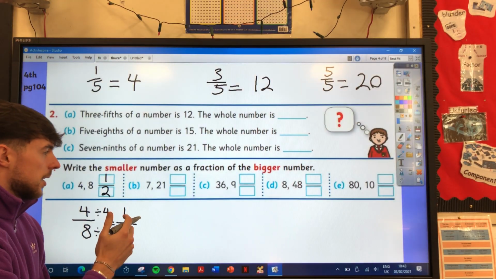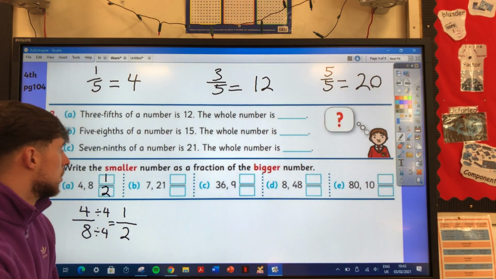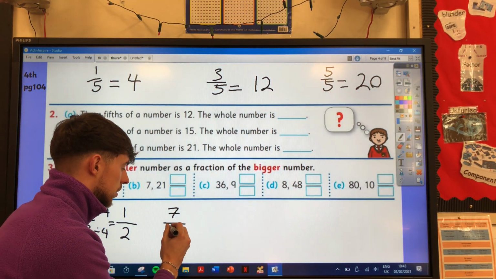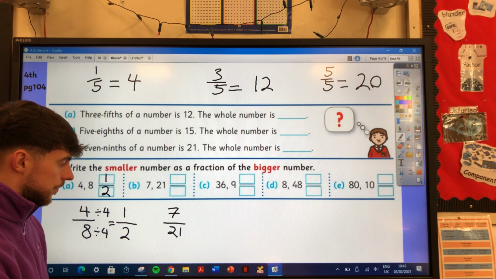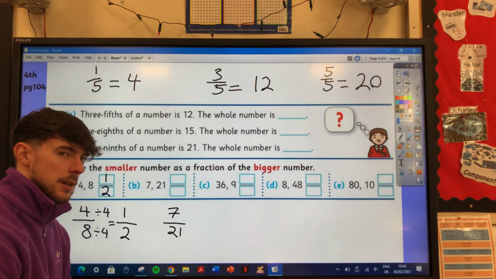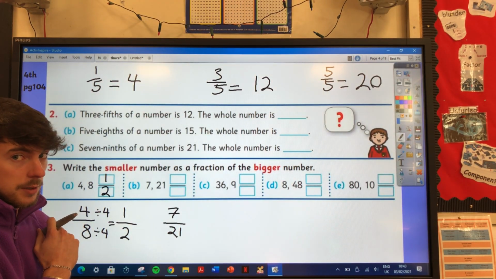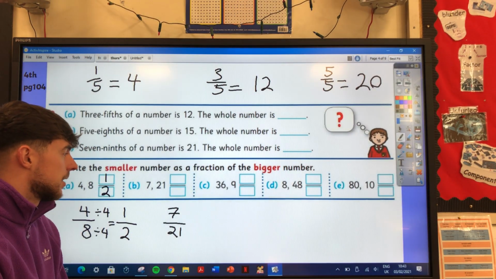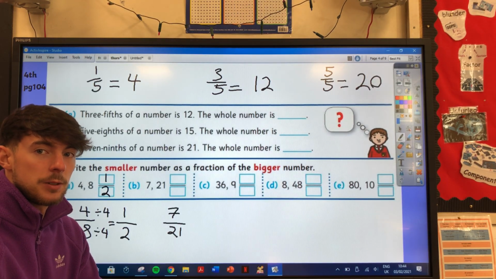Okay? What about 7 and 21? So we have 7 over 21. What number divides evenly into both? Does 21 divide evenly into both? No, because you can't divide 21 into 7. Does 7 divide evenly into both? Yes, it does. Okay, so we can divide both by 7 and find our fraction, alright, and fill it in there. Okay, so that's all you have to do for maths. So if you have any problems, contact me in class 12, alright? Perfect.